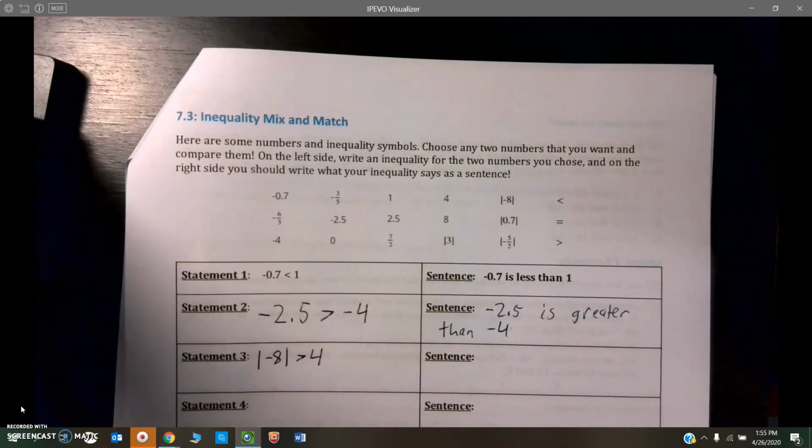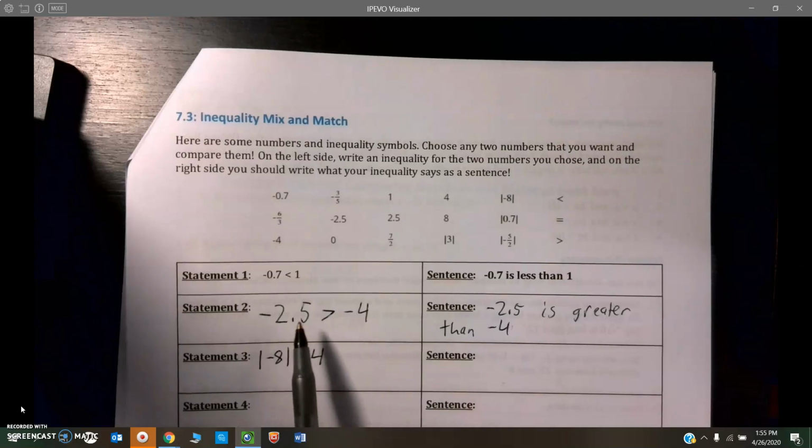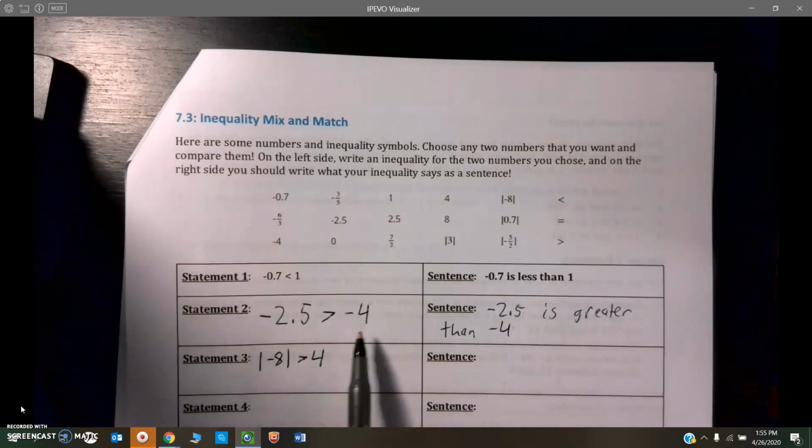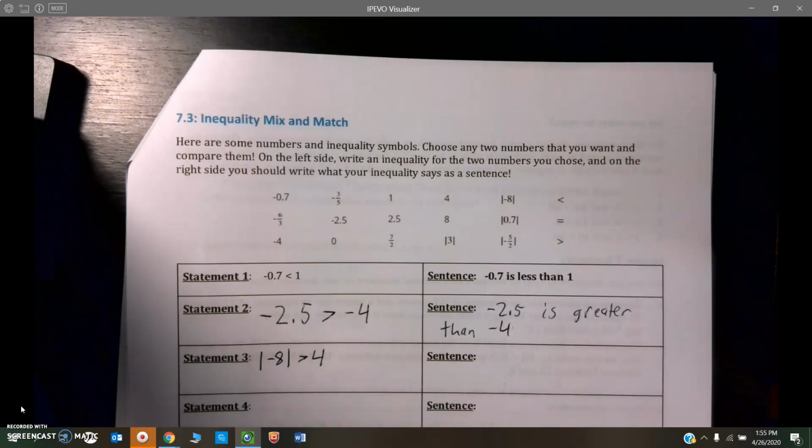And then I completed one more. -2 5/10 is greater than -4, because remember, the greater the negative is, the smaller it really is. -2 5/10 is further to the right on a number line than -4 is.